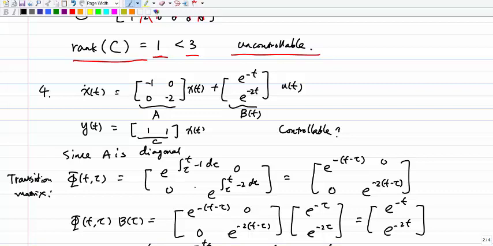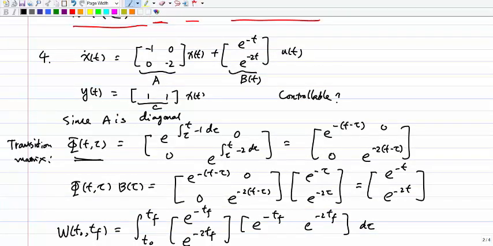If you do this, the transition matrix is given by this diagonal. The first one is -1 integrated from tau to t over d tau, and this guy is also from tau to t, but the only difference is -2. Doing the integration, we have e^(-(t-tau)), 0, 0, and e^(-2(t-tau)). This is my transition matrix. Once you compute the transition matrix, next you compute the transition matrix times B(tau).